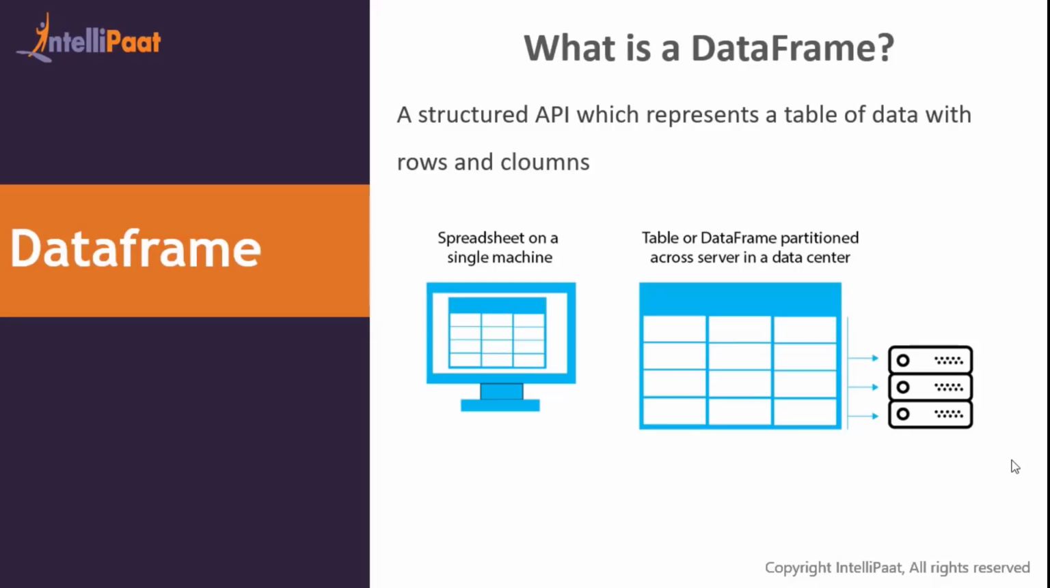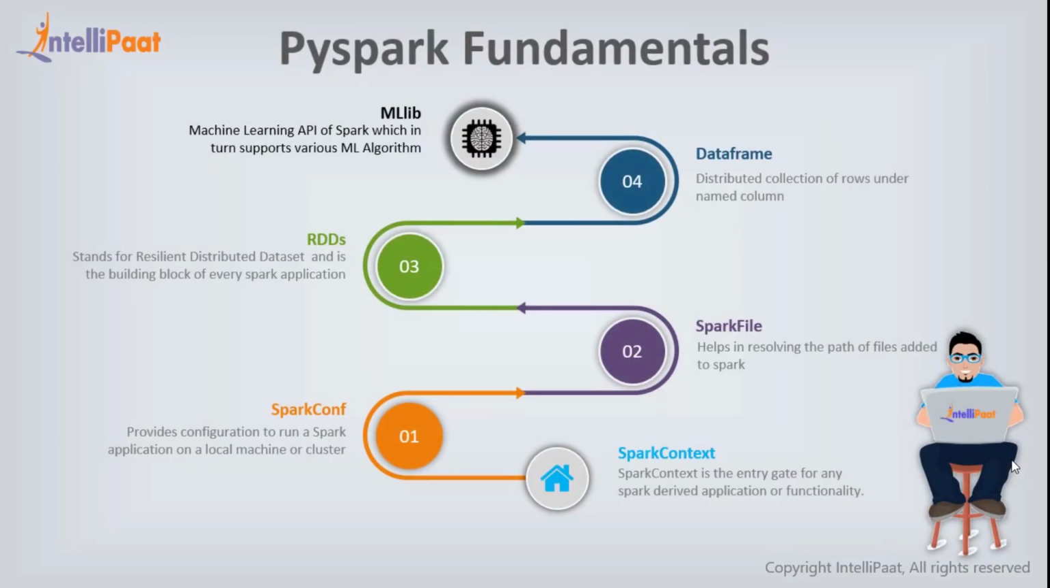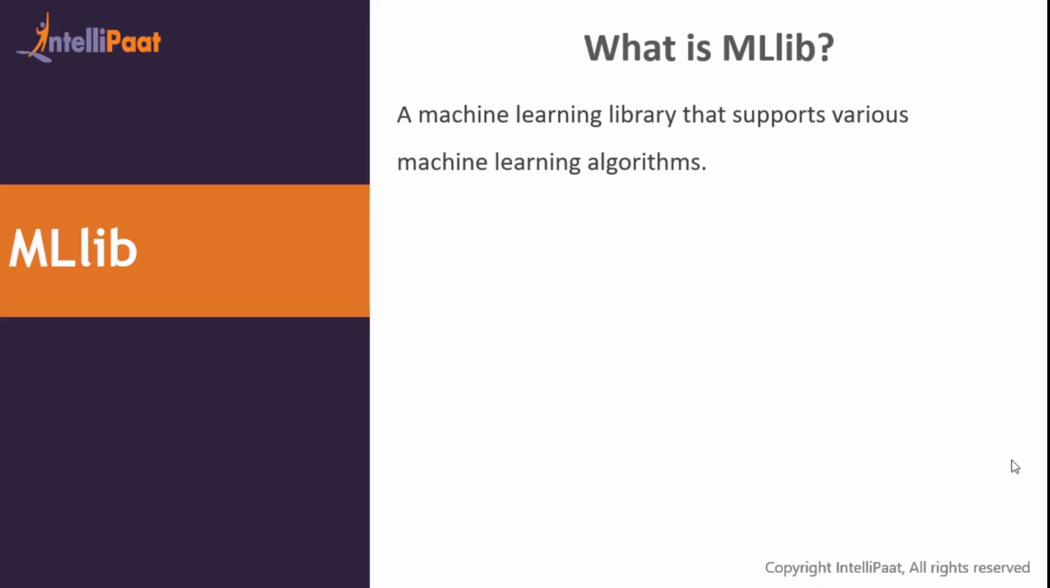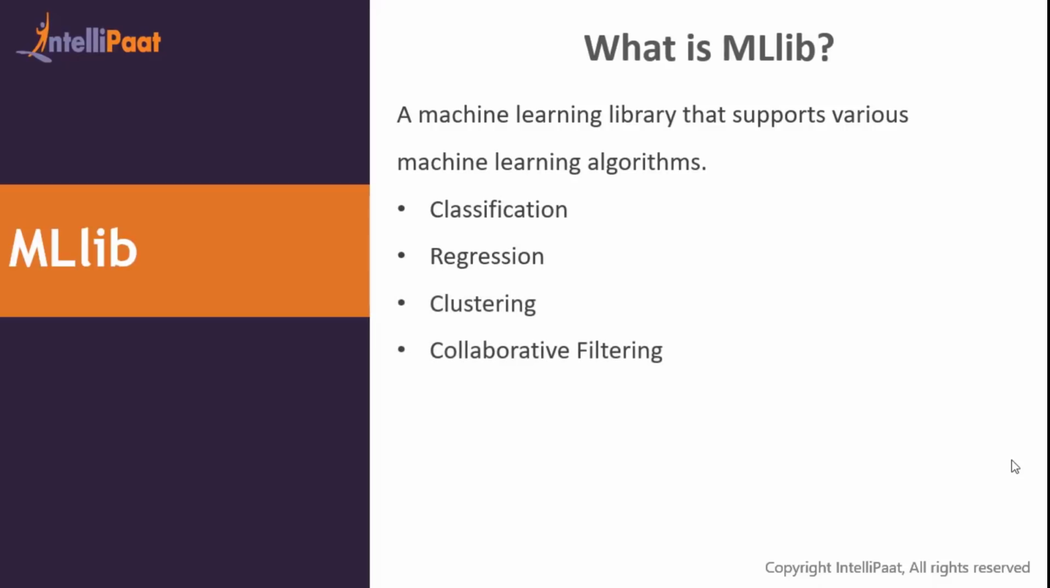So moving on ahead, in the end we have MLlib. MLlib is a machine learning API of Spark which in turn supports various machine learning algorithms. It is a machine learning library provided by Apache Spark to make machine learning scalable and easy. It provides various tools for machine learning algorithms, featurization, pipelines, persistence, and utilities. A few machine learning algorithms which are a part of it are classification, regression, clustering, collaborative filtering, dimensionality reduction, and others. As a part of featurization, they have feature extraction, transformation, and selection. In pipelines, they have a tool for constructing, evaluating, and tuning machine learning pipelines.